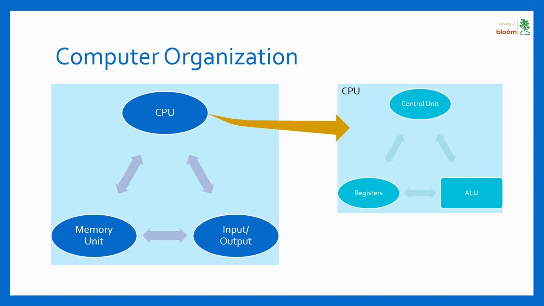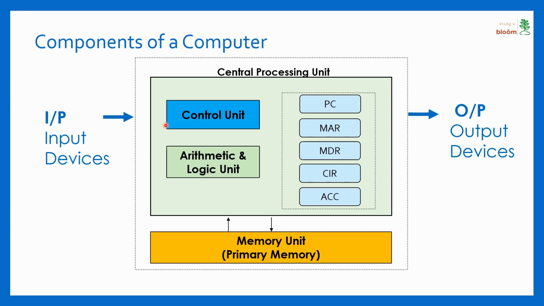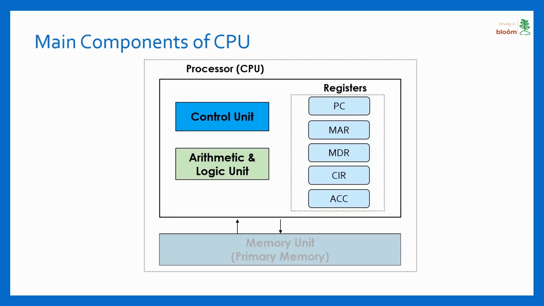The CPU has mainly three parts, that is control unit, ALU, arithmetic logic unit, and registers. Now let's learn about the central processing unit in detail. As you can see, the CPU is mainly connected to input-output devices and the memory unit, that is the primary memory. Within the CPU, there are mainly three parts: control unit, arithmetic logic unit, and the registers. Now let's learn one by one what the main components within the CPU are.